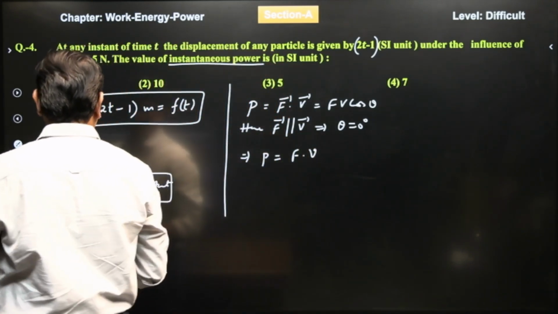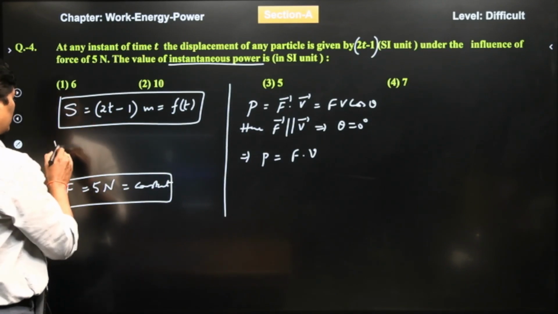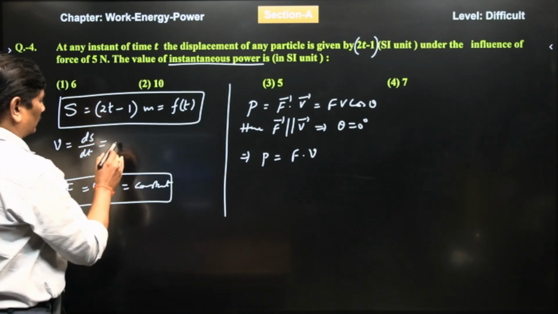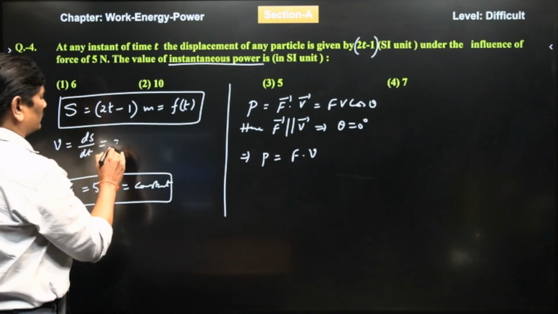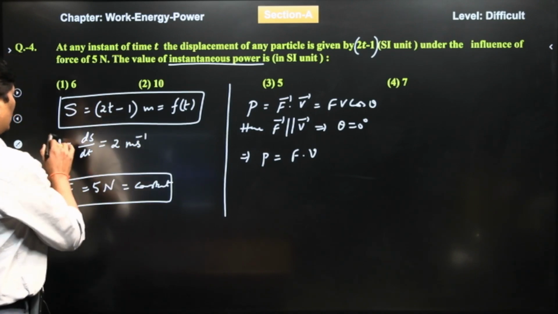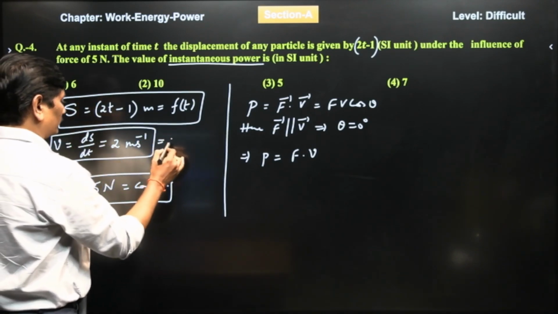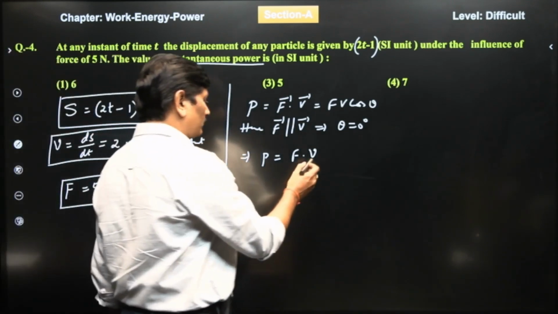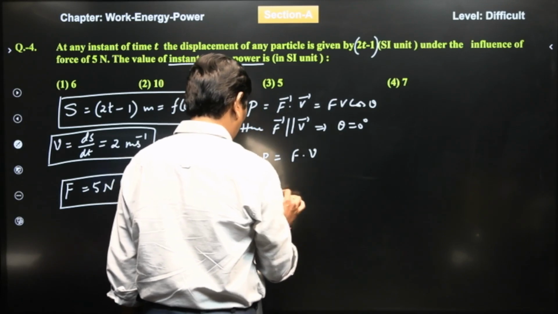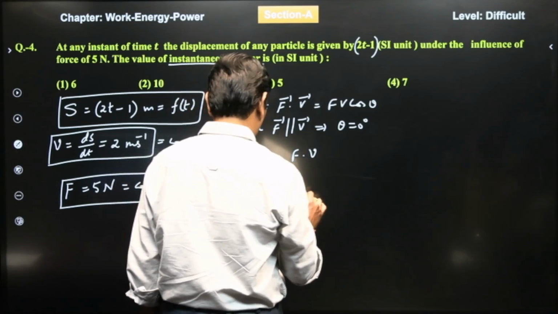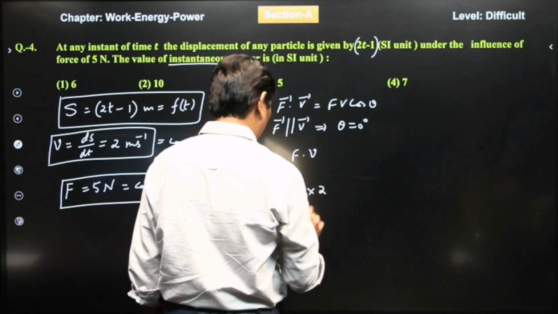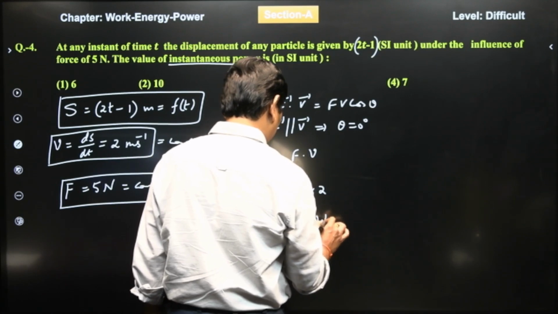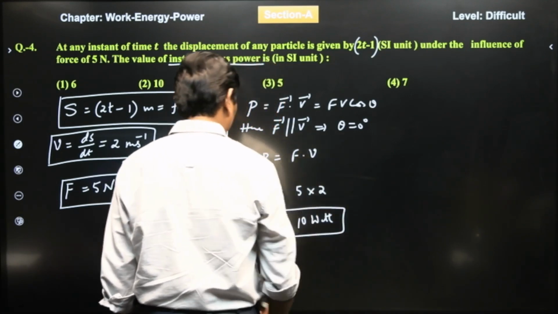What is that velocity? When the displacement is like this, the velocity V is equal to ds by dt on differentiation. Differentiating 2t minus 1, you get 2 meter per second. So velocity is a constant value; it is not changing. Substituting the values, force is 5 Newton and velocity is 2 meter per second, so you get power as 10 watt. The SI unit is watt. This is the answer.